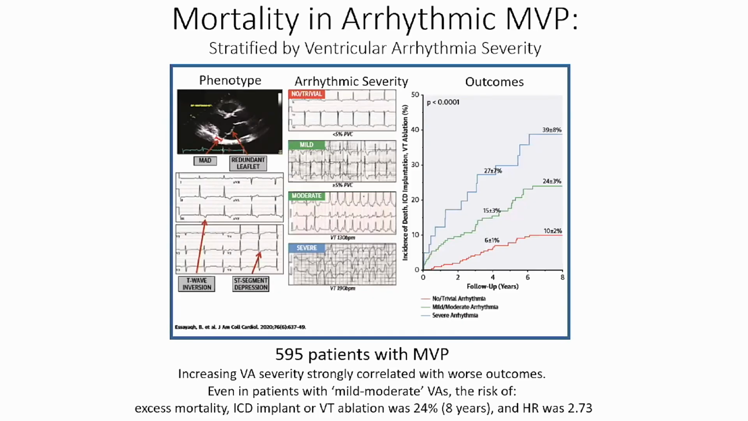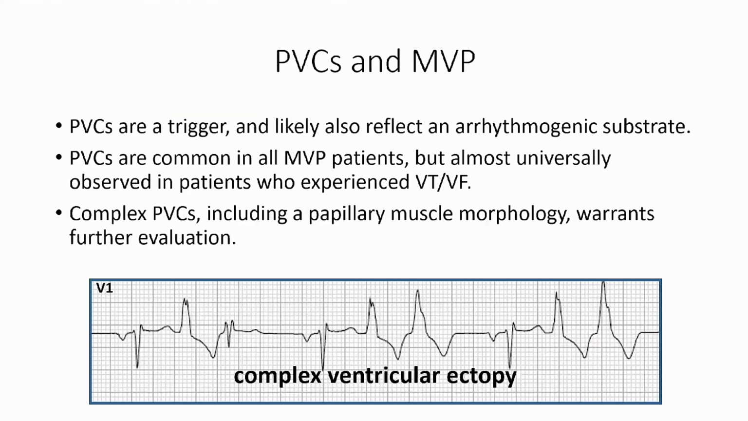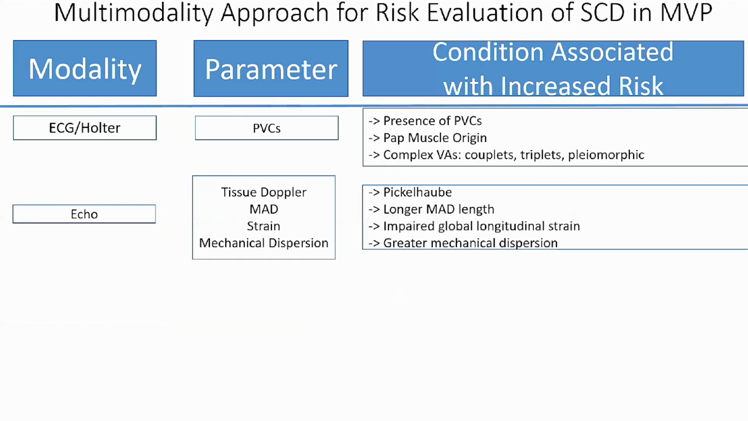And then in a more recent study, they demonstrated that mortality in arrhythmic MVP was stratified by ventricular arrhythmia severity. Of 595 patients, even in patients with mild to moderate ventricular arrhythmias, the risk of excess mortality, ICD implant, or VT ablation was 24% at 8 years. So having said that, if PVCs are present, and especially if they're complex or pleomorphic, it warrants further evaluation.